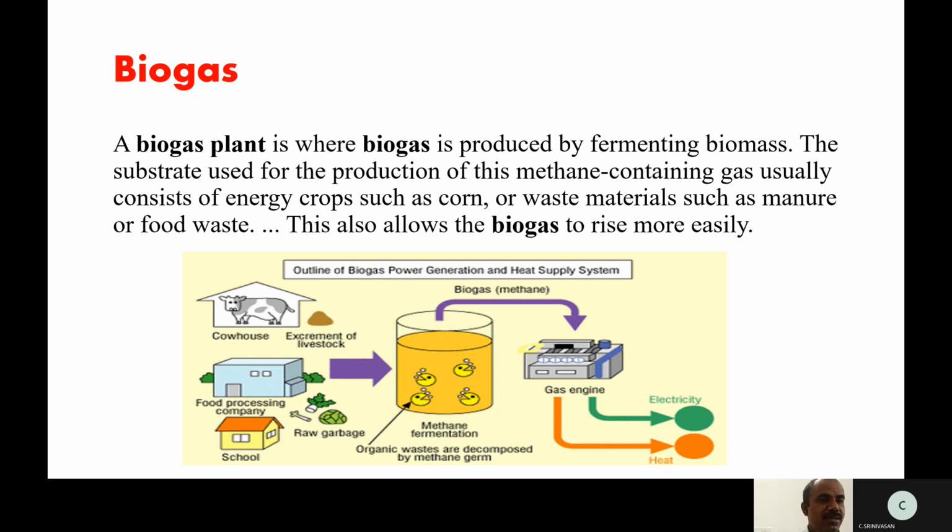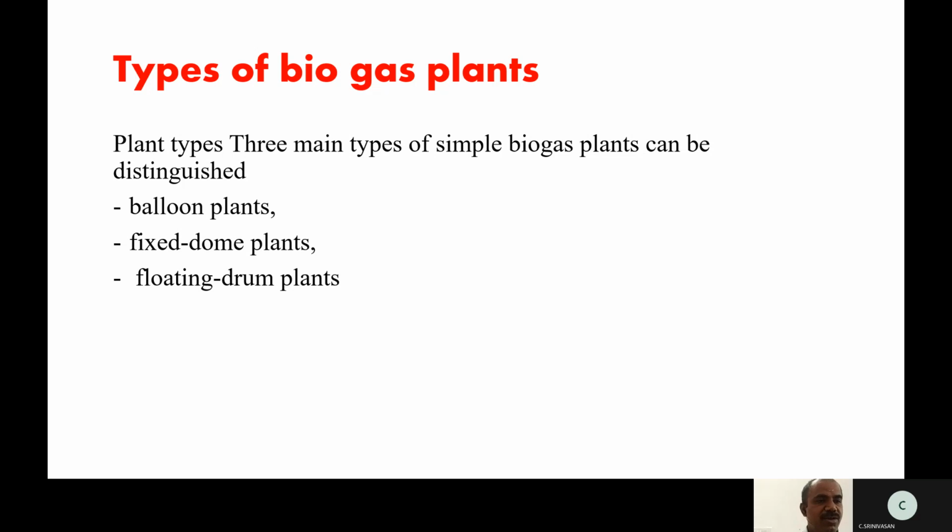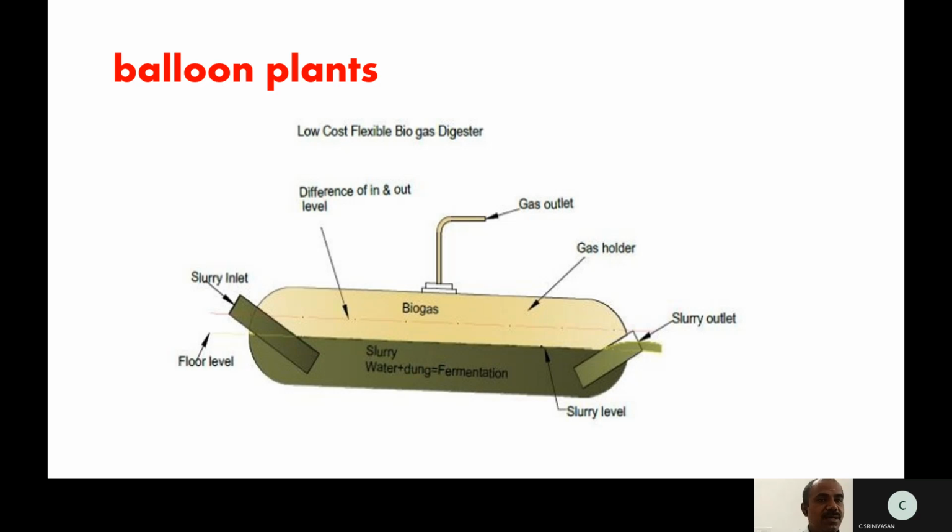Biogas plants are classified into the following types: the balloon plant, the fixed dome plant, and the floating drum plant. In the floating drum plant and balloon plant, you see the slurry inlet, the gas outlet, and the difference in inlet and outlet level. The slurry is water plus dung and fermentation. After fermentation, there is the gas holder and the slurry outlet. So this is how we dump waste and produce gases. It is one type of plant for producing methane gas.